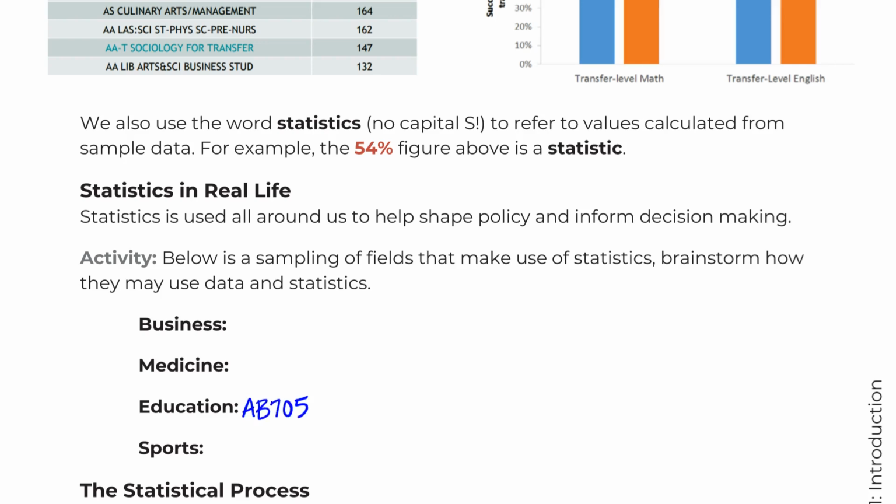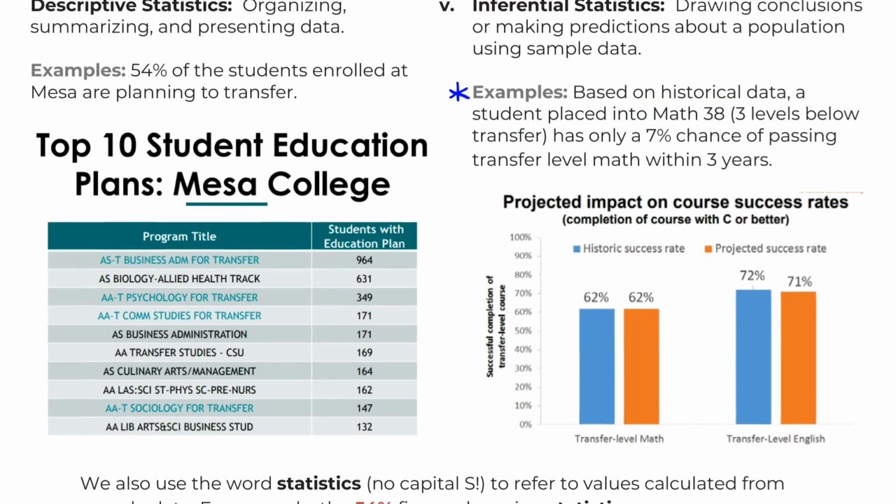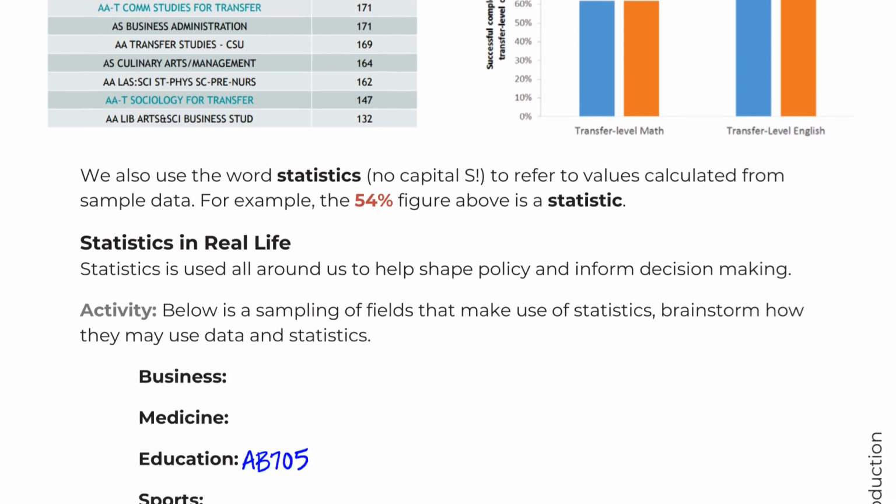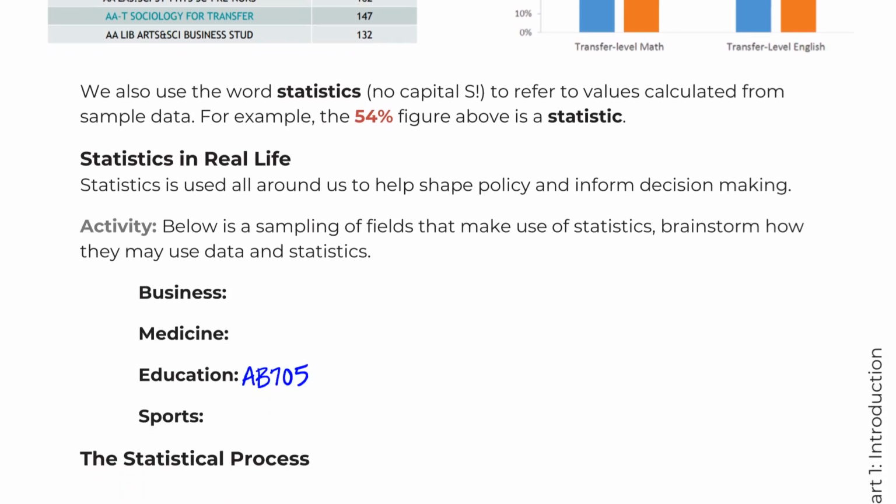Recently, legislation was passed, maybe about a year ago, but it's now in effect starting this fall. This legislation was called AB 705. This AB 705 was completely born from this particular piece of information: the idea that being placed into Math 38 gave you only a 7% chance of passing through transfer level math. For those of you who've been at Mesa for a while, you might know what Math 38 is. For those of you that don't, let me explain really quickly what AB 705 did.